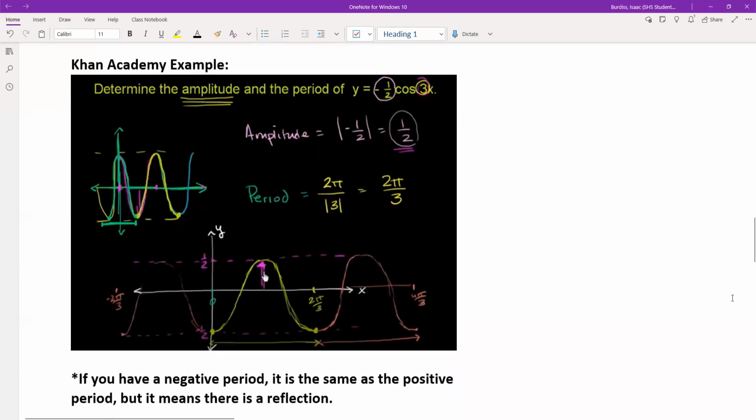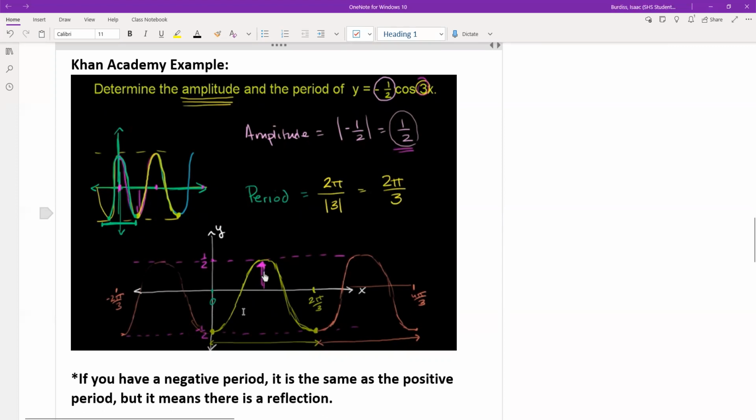And here's a Khan Academy example, if you were trying to find the amplitude and period. As you can see by this equation, the amplitude is 1/2. Even though it's 1/2, you have to take the absolute value. That's what you have to do. For the period, it's not just 3, it's 2 pi over 3. And the absolute value of 3, but that already is 3 anyways.